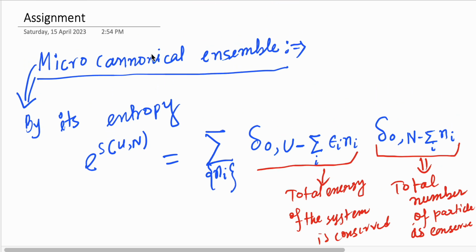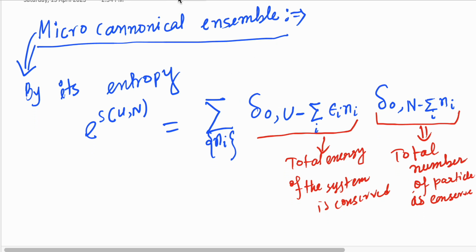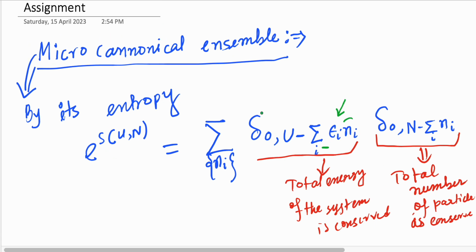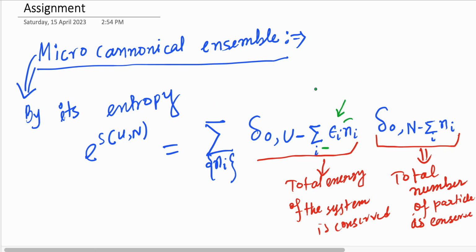So in the microcanonical ensemble, we have to specify what number of particles are sitting at which states, that is, the number of particles sitting at every state. i labels the possible states and n_i ranges over all possible combinations which keep the total energy of the system conserved and the total number of particles conserved. So this is called the microcanonical description of an ensemble.